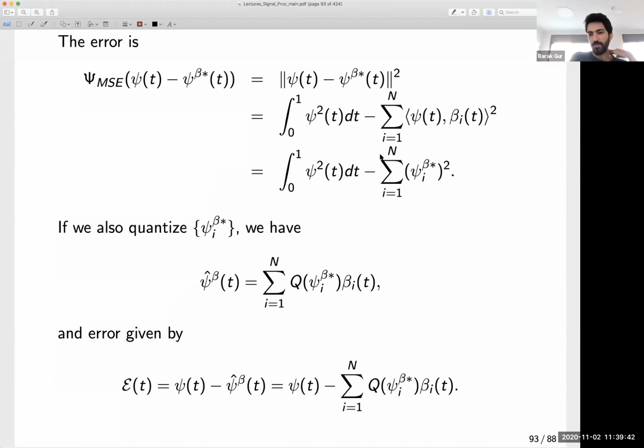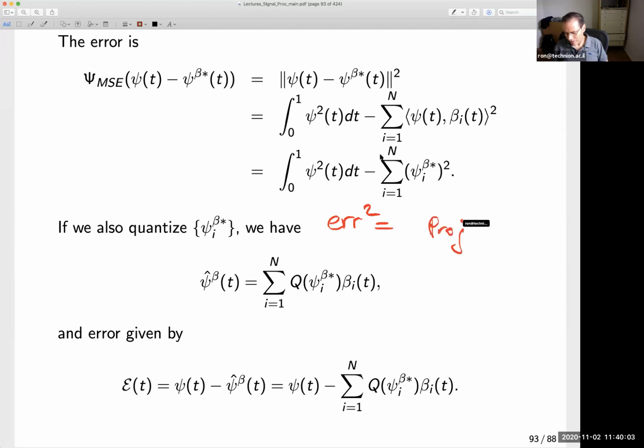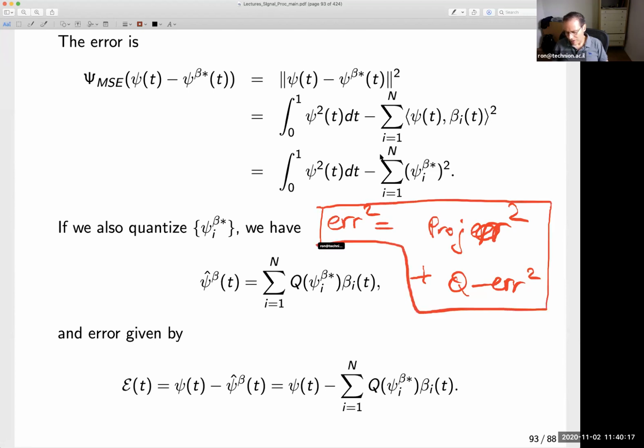Questions? In what sense is there 90 degrees on the quantized? In a moment we'll see. When I'm saying that, I'm saying that if I'm looking at the error, it should be equal to the projection error squared plus the quantization error squared. Okay, so the Euclidean way of looking at things should be like that. So in this sense, it would be 90 degrees.